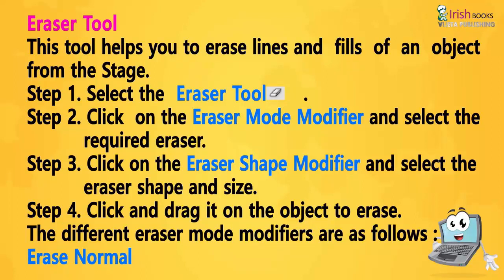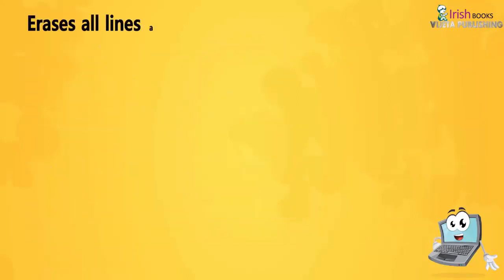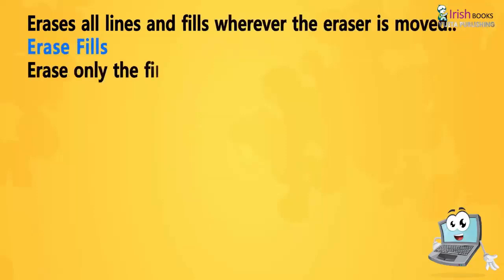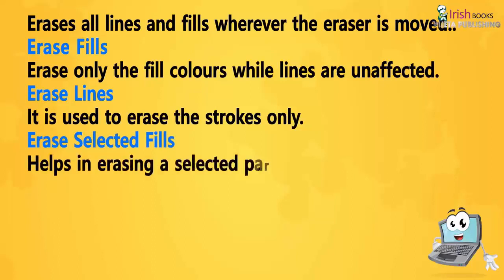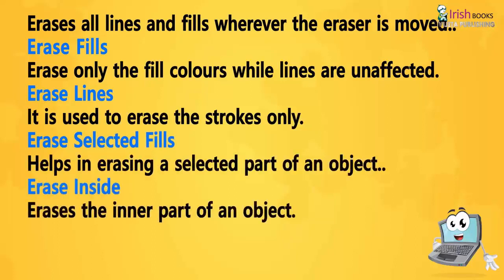The different eraser mode modifiers are as follows. Erase normal: erases all lines and fills wherever the eraser is moved. Erase fills: erases only the fill colors while lines are unaffected. Erase lines: it is used to erase the strokes only. Erase selected fills: helps in erasing a selected part of an object. Erase inside: erases the inner part of an object.